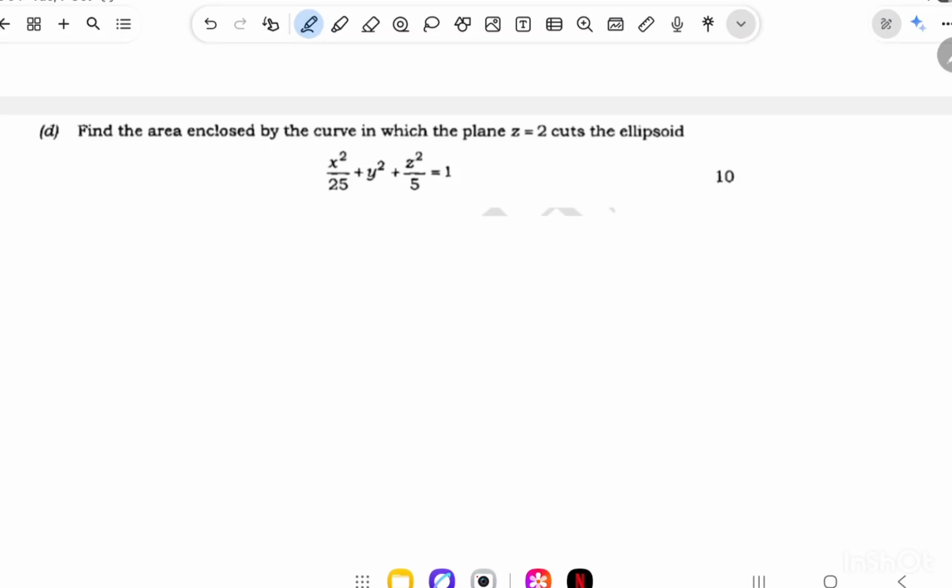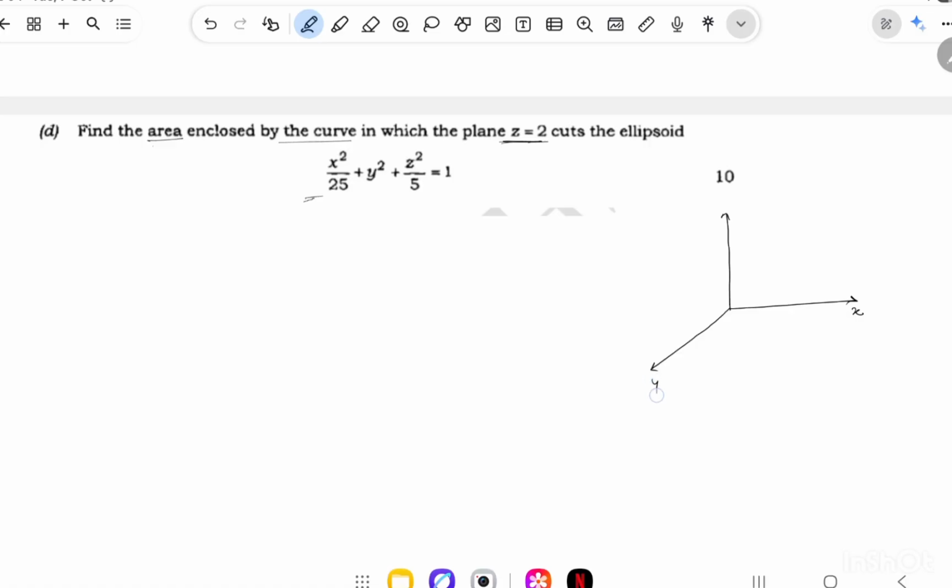So let's discuss the remaining questions of surface area and volumes. This question says: find the area enclosed by the curve in which the plane z equals 2 cuts this ellipsoid. They have given us the equation of an ellipsoid. So first let's draw it graphically.